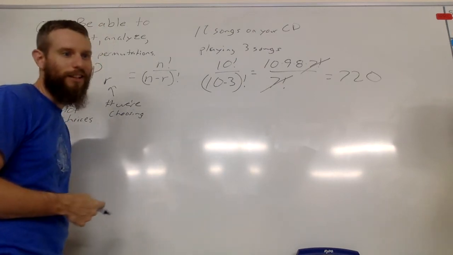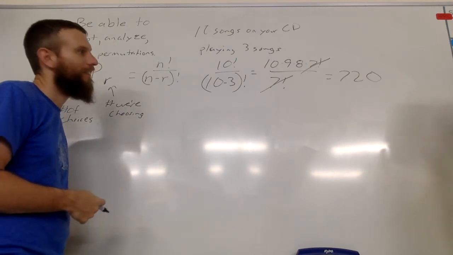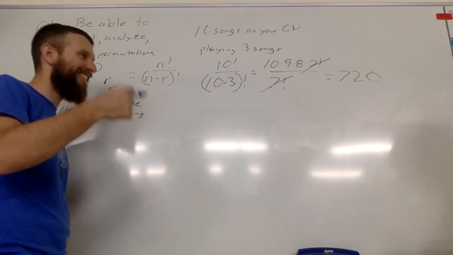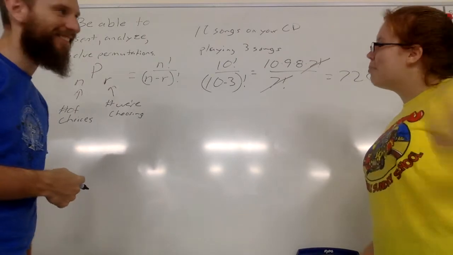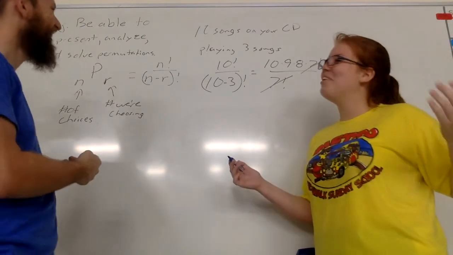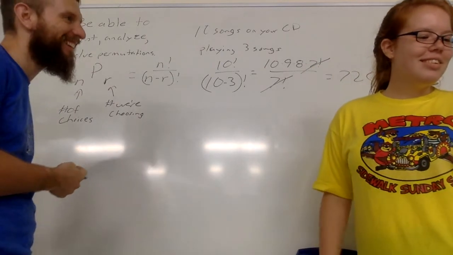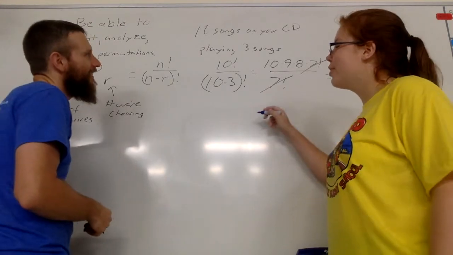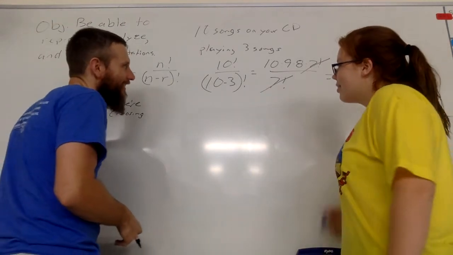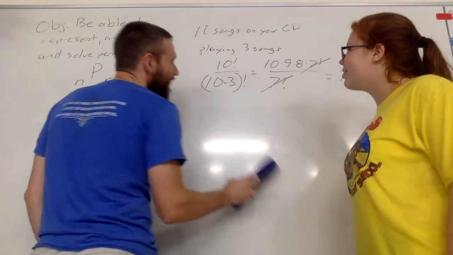Okay, let's try another one. Hey, Alyssa, do you have a question for me? Hey, what about if it's 4 letter codes, and you can only have 4 letters, and you can't repeat any of the letters? What would that look like?